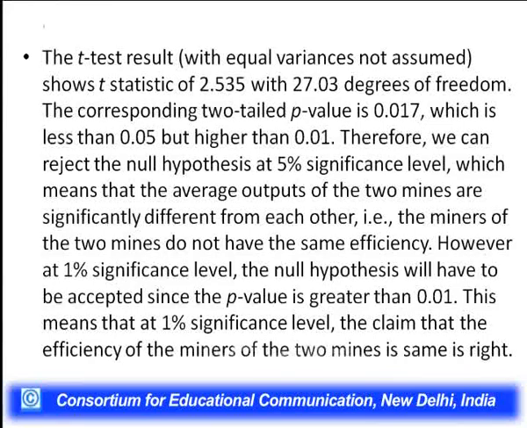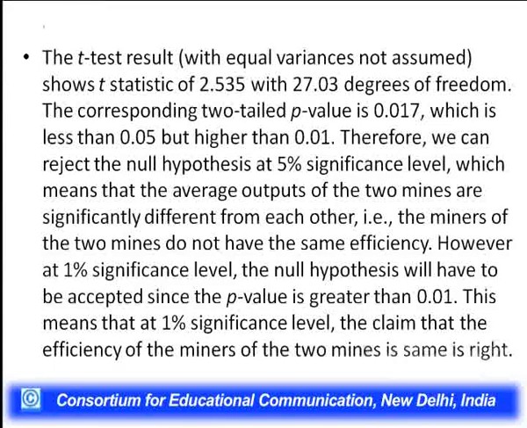In the t-test with equal variances not assumed, the t-statistic was 2.5 as I showed you. With 27.03 degrees of freedom, the corresponding two-tailed p-value is 0.017, which is less than 0.05 but higher than 0.01. We can reject the null hypothesis at 5% level of significance, which means the average output of the two mines is significantly different from each other. Mine 1 and mine 2 do not have the same efficiency level.